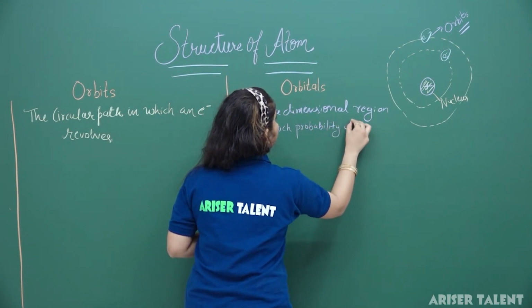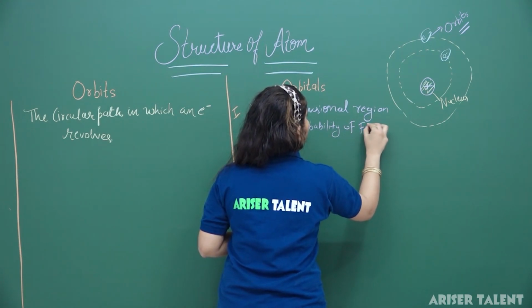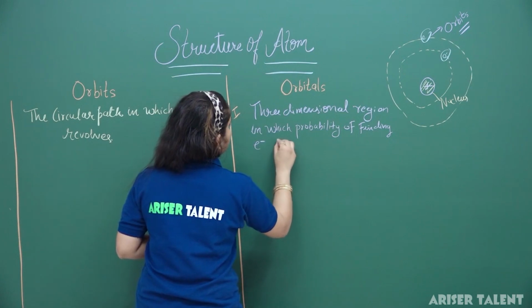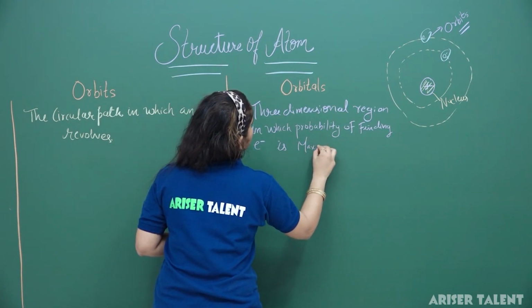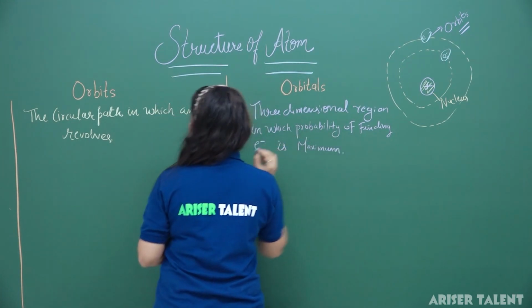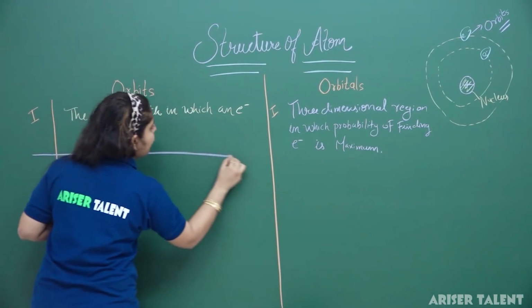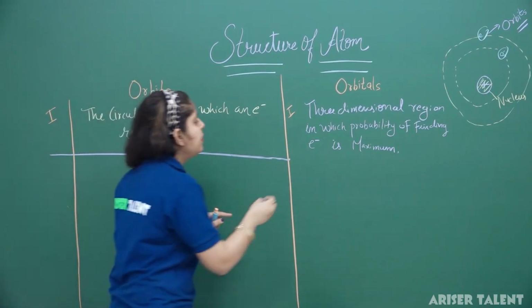Probability of finding the electron is maximum. So here is the first term, defining the orbit and orbital in their differentiable form.